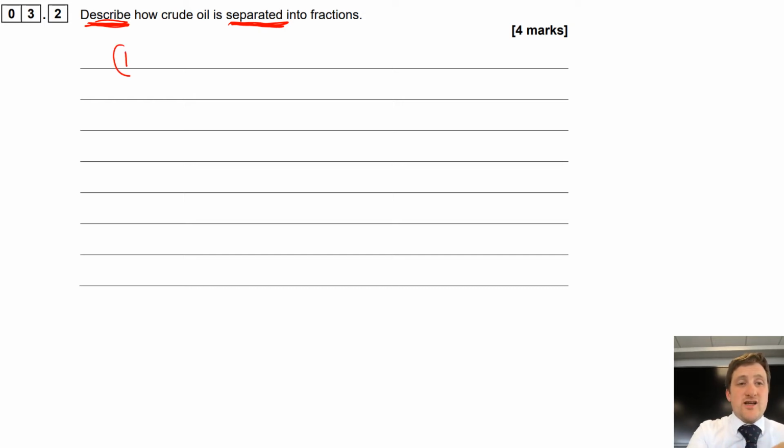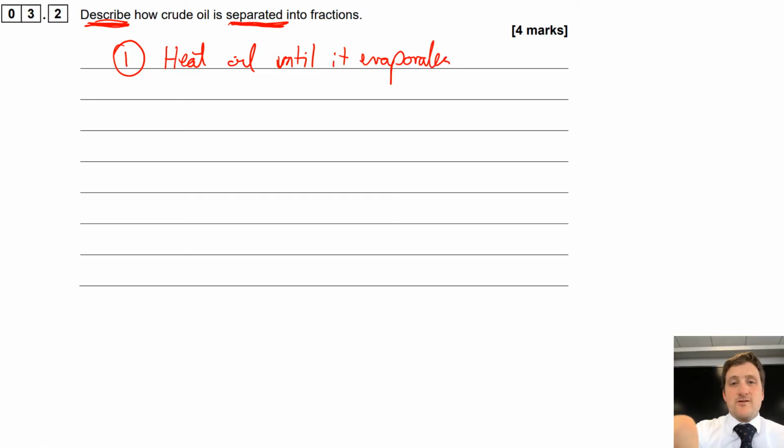Well, what's the first step? We heat crude oil until it evaporates. Okay, what does evaporate mean? Turns into a gas. I always like to put that in there. Evaporates into gas, just in case I haven't made it clear enough. Okay, now we're going to describe this step. We've heated it, but now we need to describe what happens next.